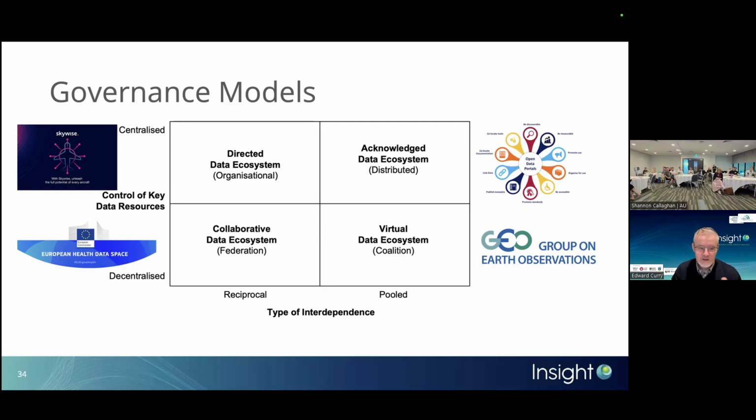Similarly, the European health data space is mandated by legislation. Each country has a single authority that's identified to be able to participate and to provide federated kind of support to make data available at a national level for that data space. So that gives you a more federated approach.